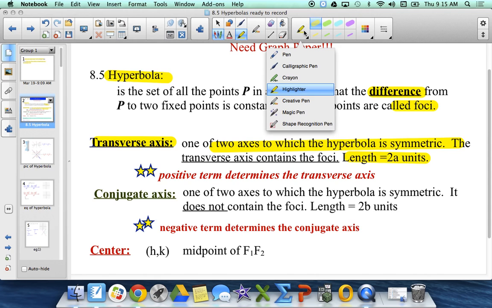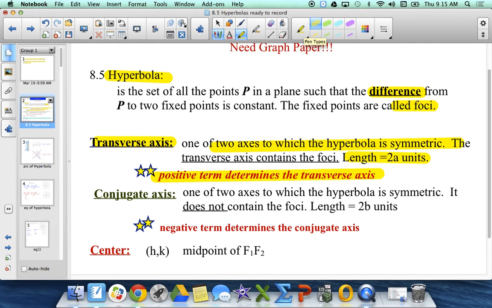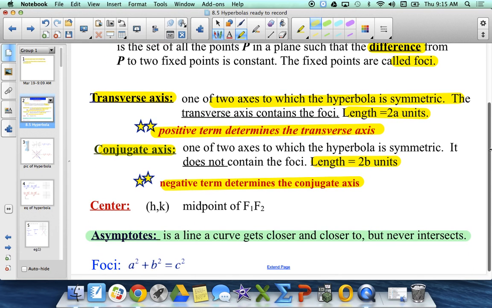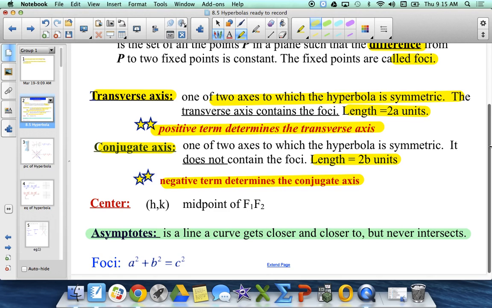The positive term determines the transverse axis. The conjugate axis is the axis the curve does not cross. It is one of two axes to which the hyperbola is symmetric. It does not contain foci, and its length is 2b. It is the negative term. The center is h, k. It is the midpoint from foci to foci. We also will be having asymptotes, which are lines the curve gets closer and closer to but never intersects. The equation for the foci is a squared plus b squared is equal to c squared.